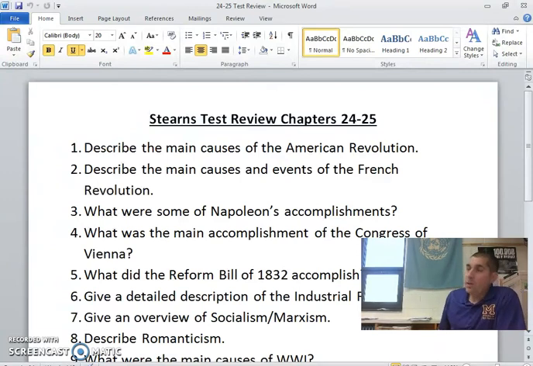Question number seven, give an overview of socialism/Marxism. These movements are a response to capitalism. Quote unquote, the evils of capitalism. The biggest complaint was that the wealthy factory owners were taking advantage of the working class people. And the vast majority of the population was what? Was working class. So the concept here is that if the government controls the means of production, it's going to promote more what? Equality. Good. It's going to create more equality.